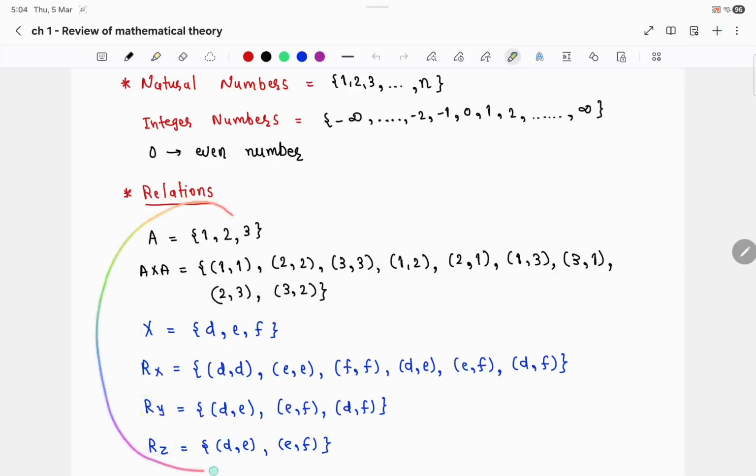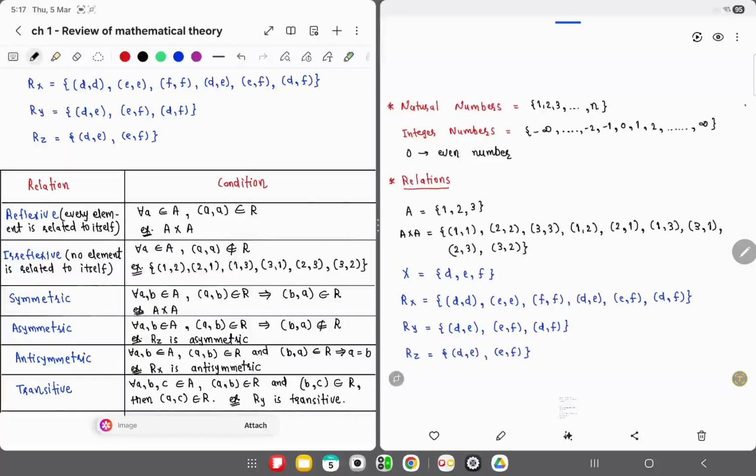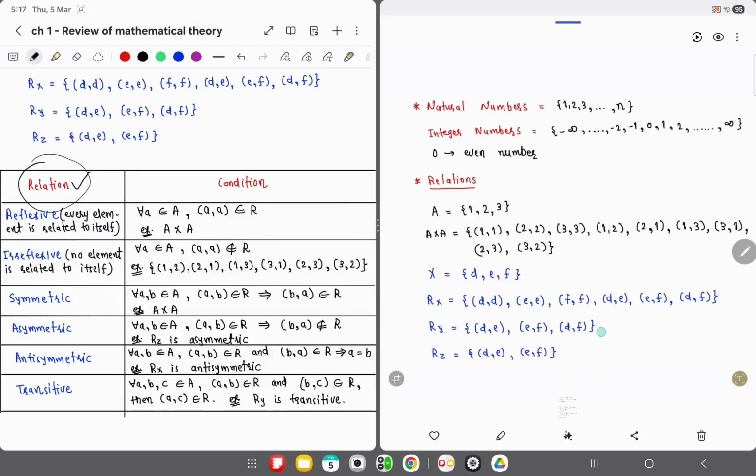Based on this example, we will understand each relation. Now we will understand each relation. There are mainly 6 relations which we will understand from this.